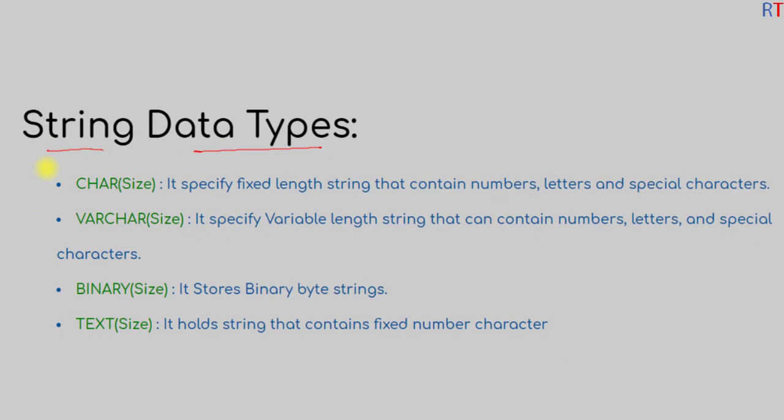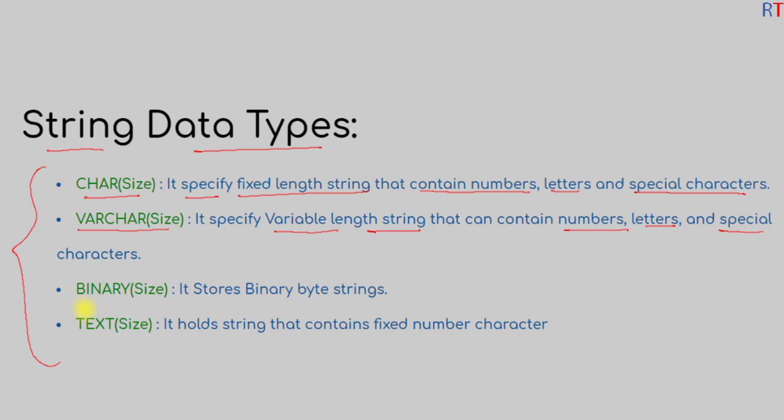The mainly used string data types are, so first you have the character data type. It is used to specify fixed length string that can contain number, letter and special character. Next you have the varchar data type. It is used to specify variable length string data type that can contain numbers, letters and special characters.